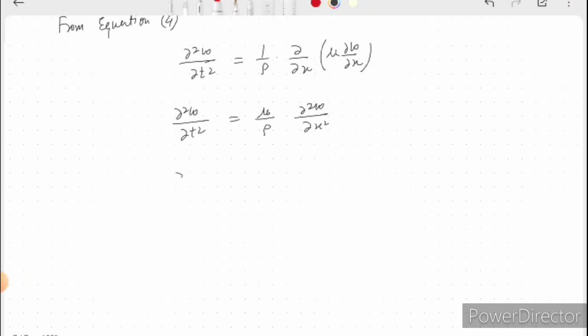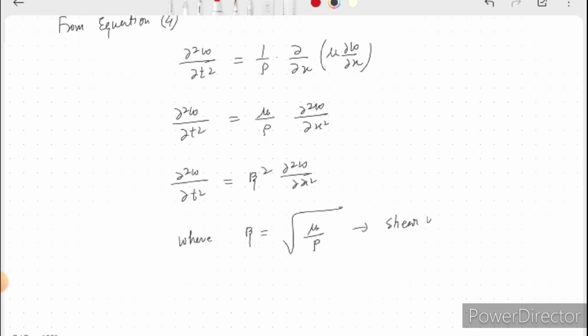So that is equals to del 2 omega upon del t square, that is equals to beta square del 2 omega upon del x square. So this is called shear wave, where beta equals to root under mu upon rho, and it is called shear wave.